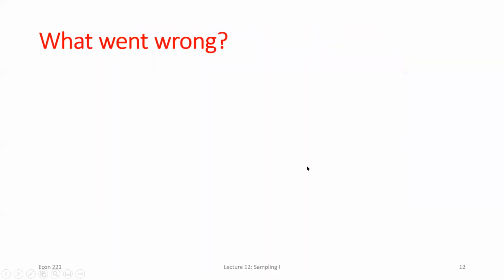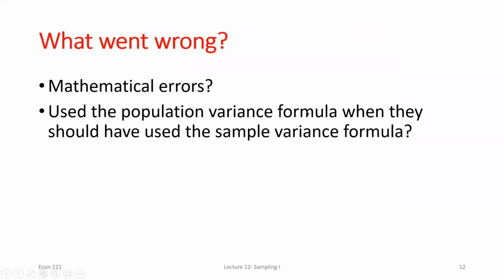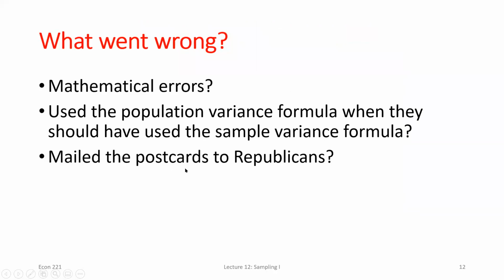So how did they get this so wrong? Did they make mathematical errors? Was there some kind of formula they were using that was incorrect? Well, those aren't very likely. They had good people working for them. But what if those 10 million cards were sent only to Republican voters?